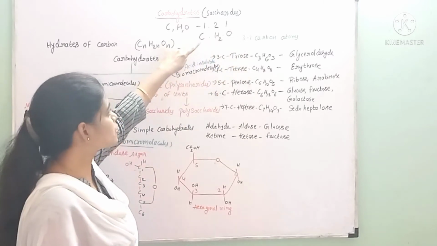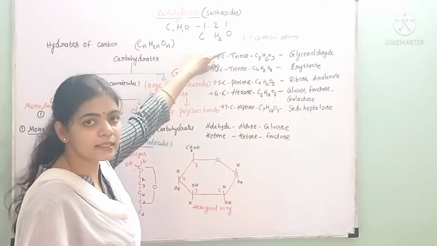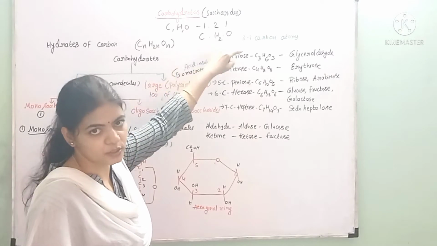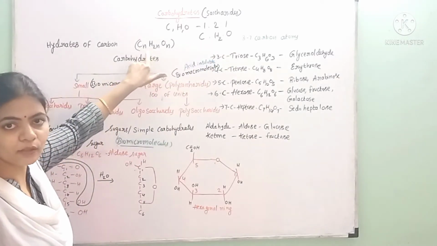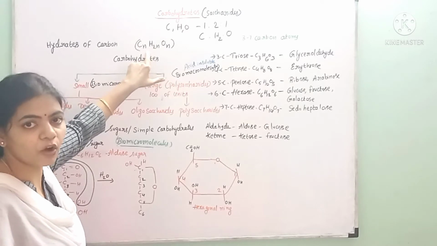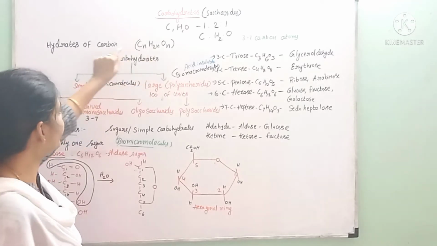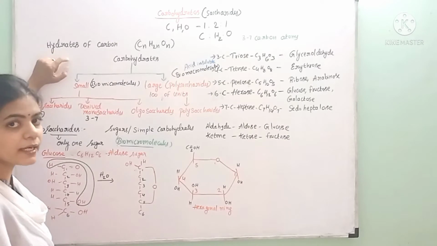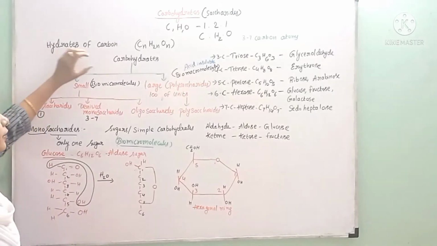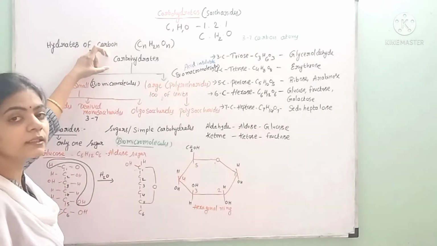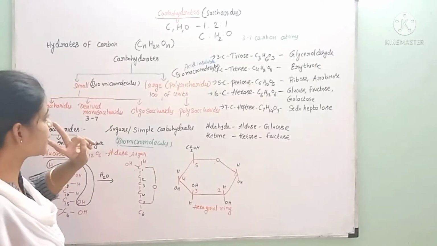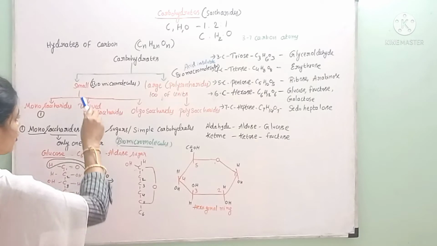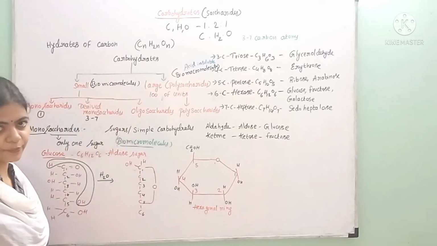That means if it consists of one carbon, it has two hydrogens and one oxygen. The general formula of carbohydrate is CnH2nOn. Carbohydrates are also called hydrates of carbon. If you look at the classification of carbohydrates, there are two types: small carbohydrates and large carbohydrates.